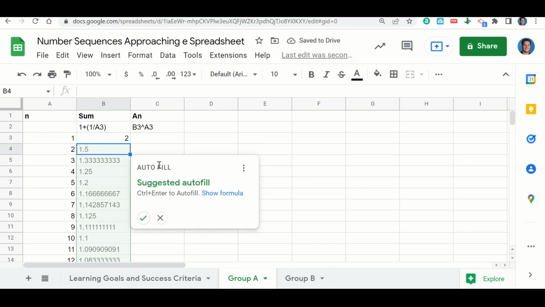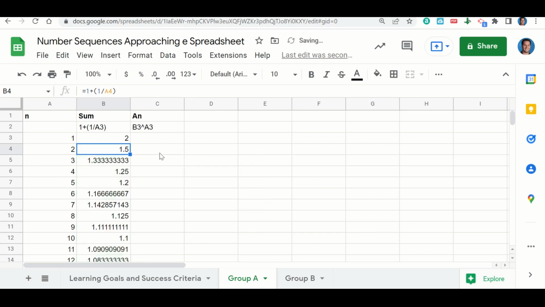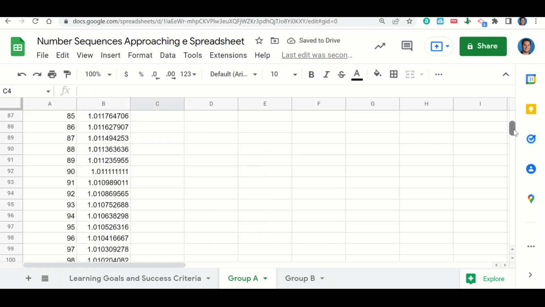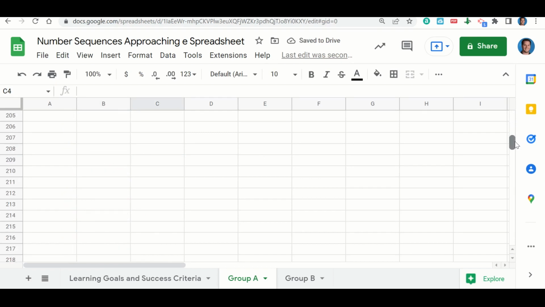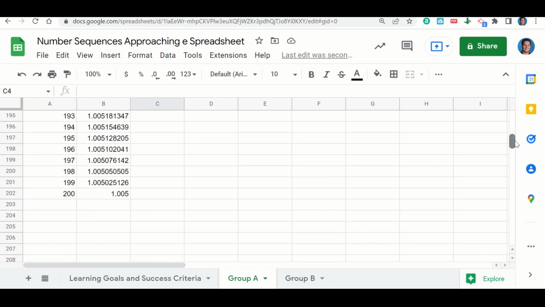It asks if I want to do the suggested autofill. I'm going to click the check mark, and notice now it filled in all the boxes for me. So I can see exactly what this function is doing as it approaches infinity, right? As it goes from 0 all the way to 200 in this case.